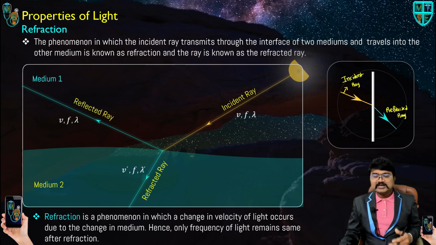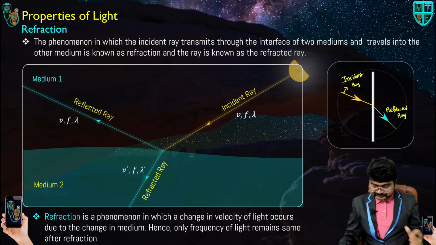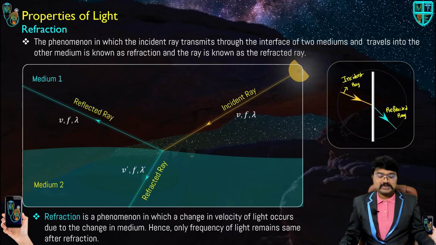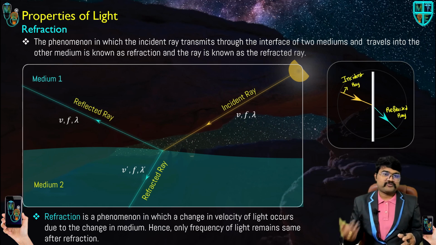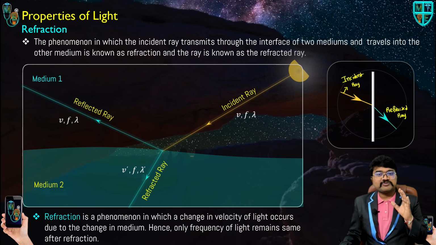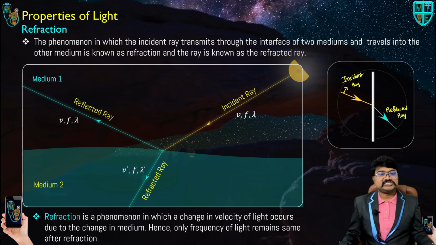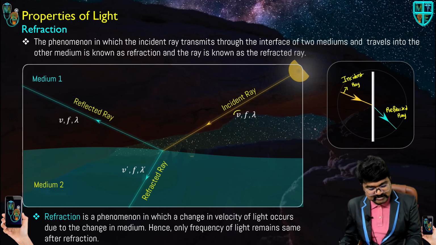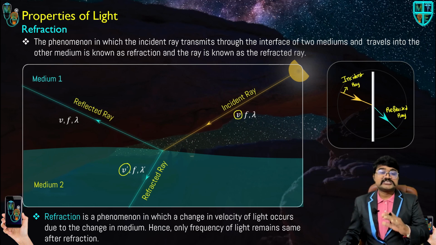We already discussed this. Refraction is the phenomenon in which a change in velocity of the light occurs due to change in medium. Hence, only the frequency of the light remains the same after refraction. Frequency is not changing in case of reflection and refraction. In case of refraction, the velocity of the light is changing and the wavelength of the refracted ray is changing. Understood now? So here this is the velocity, here V dash.